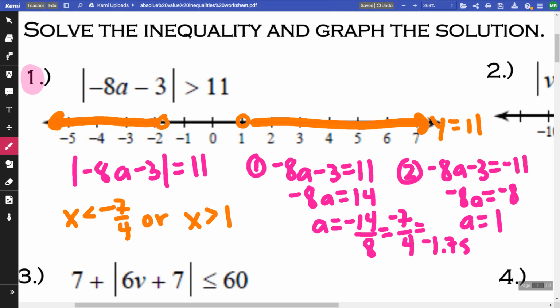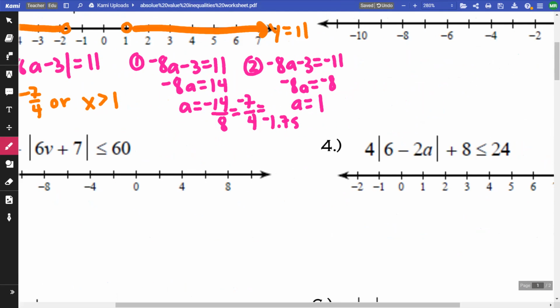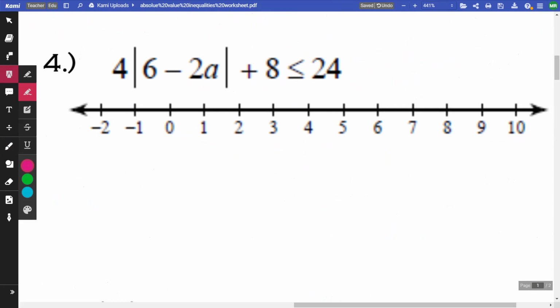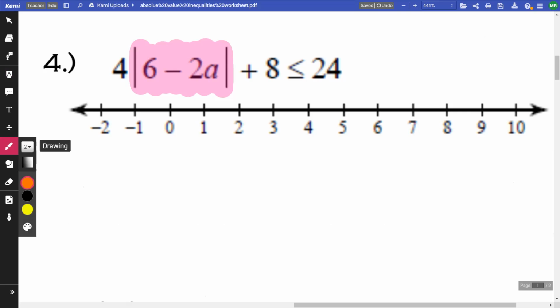Then I'm going to do one where I have a couple steps I need to do first. So let's try number 4 here. In this case, I first need to get this absolute value isolated before I do anything, even before I look at that inequality, because it could change if I divide by a negative. In this case, I'm not going to divide by a negative, but it could happen on a problem, so you just want to wait.